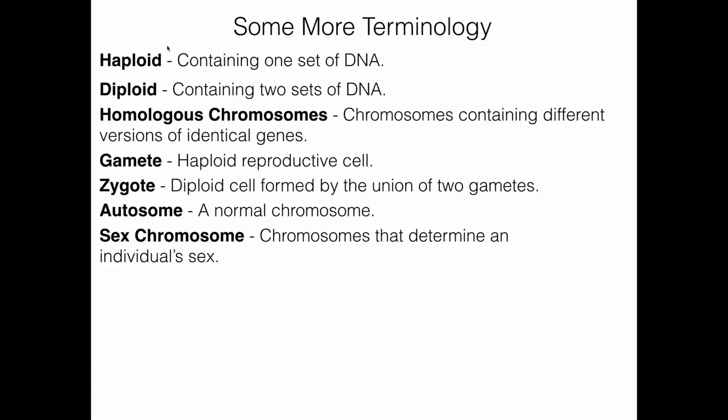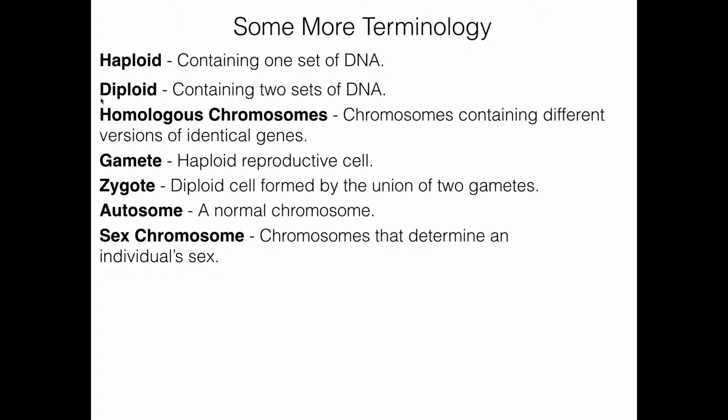We have some terms for these type of cells. Haploid means that you contain one set of DNA. Diploid means that you contain two sets of DNA. Humans are diploid creatures. You have two copies of every gene in your body. You got one of those copies from your mom, and you got one of those copies from your dad. That's what makes you diploid. You have two copies of each DNA strand of each gene.